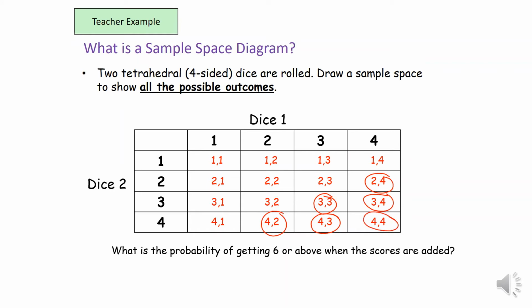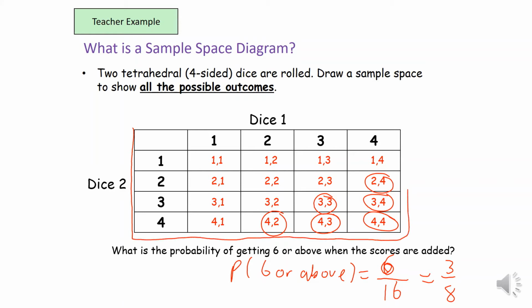So the probability of a 6 or above is equal to how many desired outcomes do we have? There are 6 that we have circled. And how many outcomes do we have in total? We have 16 in total. We can simplify this to 3 over 8. So today you're going to have a bit of probability in there, but essentially we are focusing on drawing these sample space diagrams.